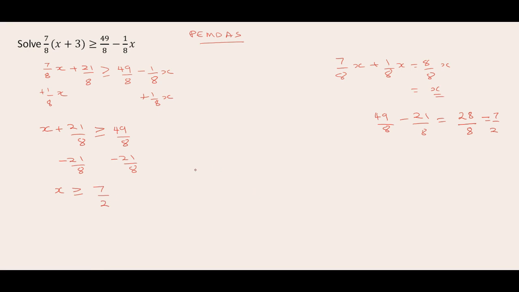So now let's represent that on the number line. We have 0, well, let's see, 7 divided by 2, we have 3 times 2 is 6, subtract them, we have 1, so this is 3.5. So we have 3.5. It's greater than or equal to, so we're going to have a closed circle.